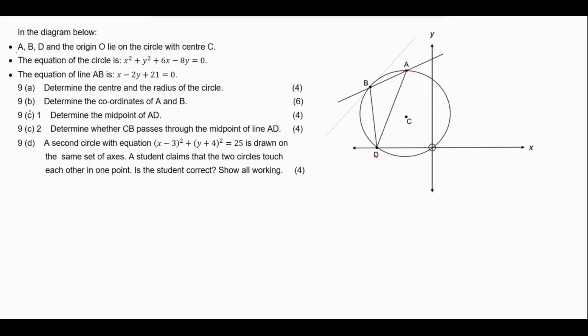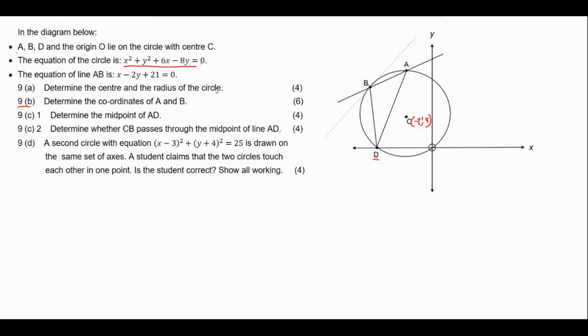Welcome back. Let's do question 9b. In the diagram alongside, A, B, D, and the origin lie on the circle with center C. In question 9a, we managed to find that the coordinates of C are (-3, 4), and also we found that the radius of this circle is 5 units. The equation of the circle is x squared plus y squared plus 6x minus 8y is equal to 0.